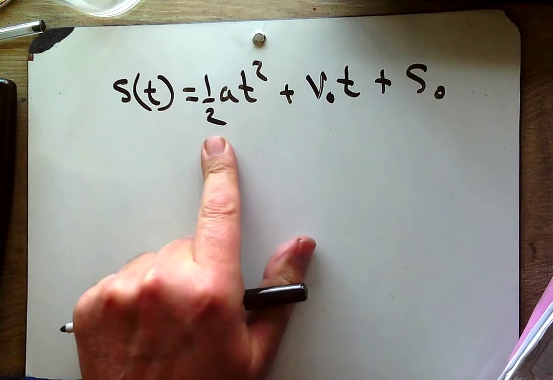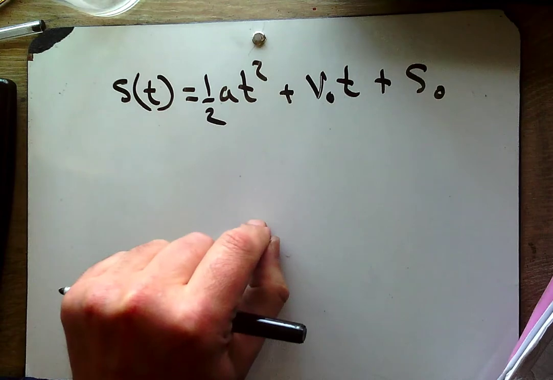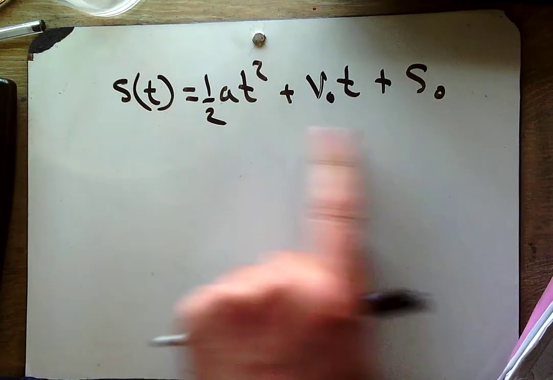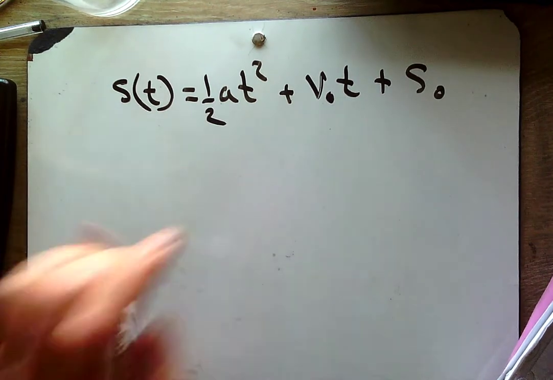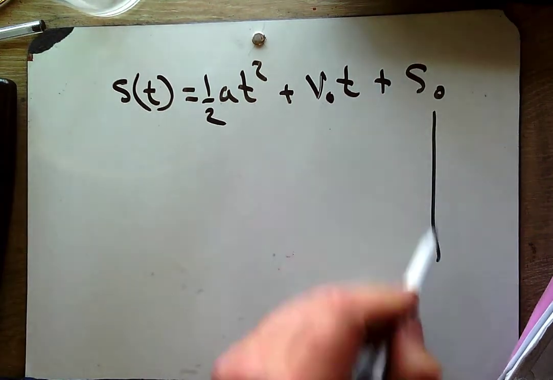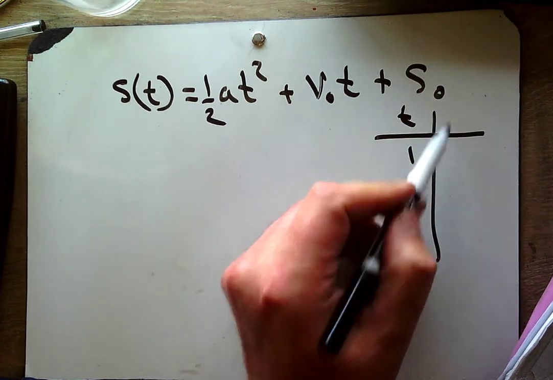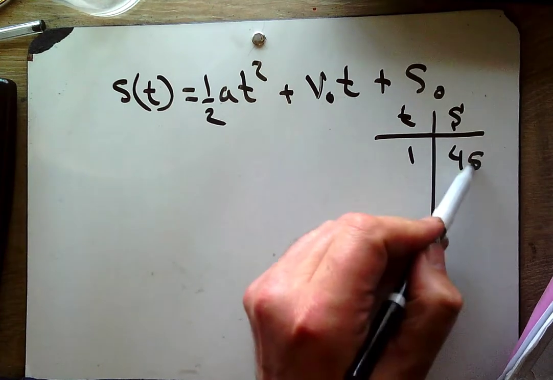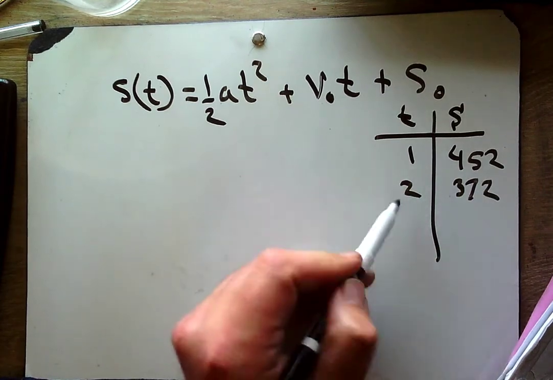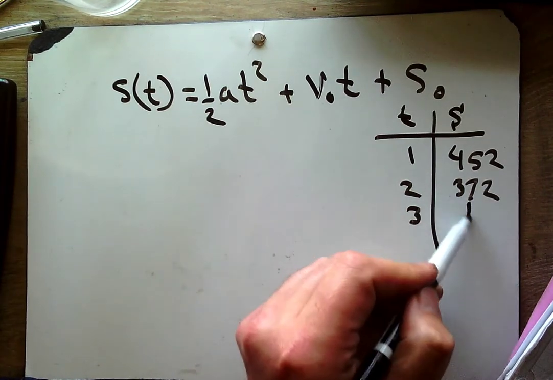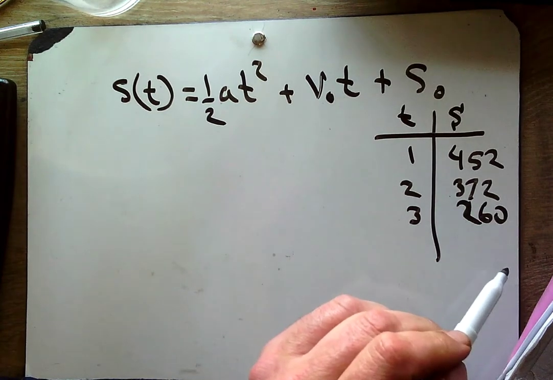And we need to find all three of those, just like we needed to find A, B, and C in the regular parabolas. I mean, this is still a parabola. It's just got some specific definitions in mind. In this situation, what we're going to be given is a little table of information. We're going to be told at t equals 1 second what our height is, 452. And at 2 seconds, our height is 372. And at 3 seconds, our height is 260.